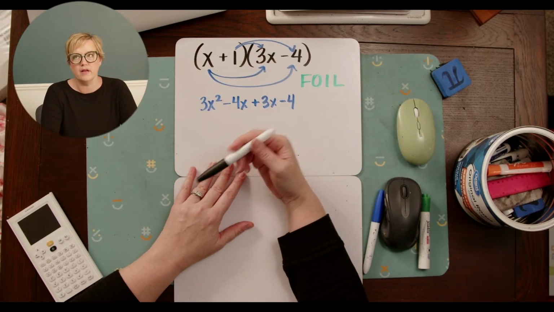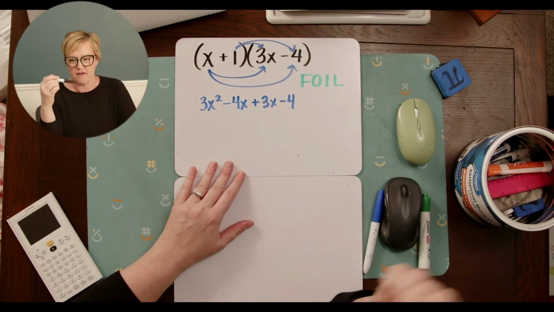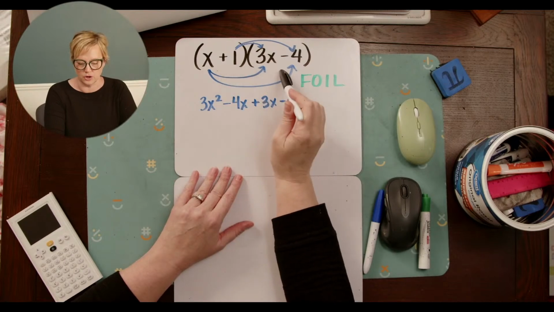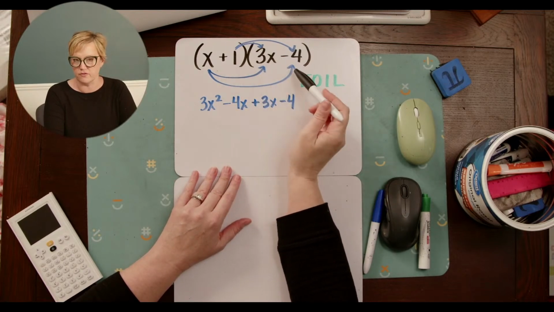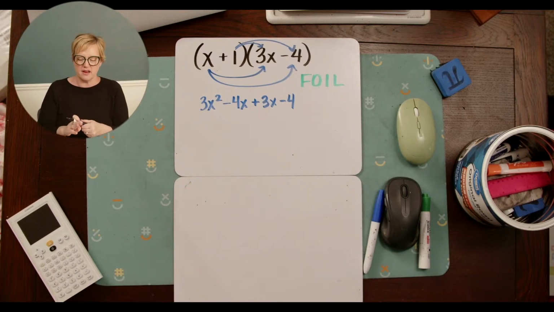It's like, well, you can use FOIL to remember that everything is being multiplied together, but it only works for 2 terms, right? It doesn't work if you have a trinomial or anything like that. So it's really just a mnemonic way for multiplying those things together.